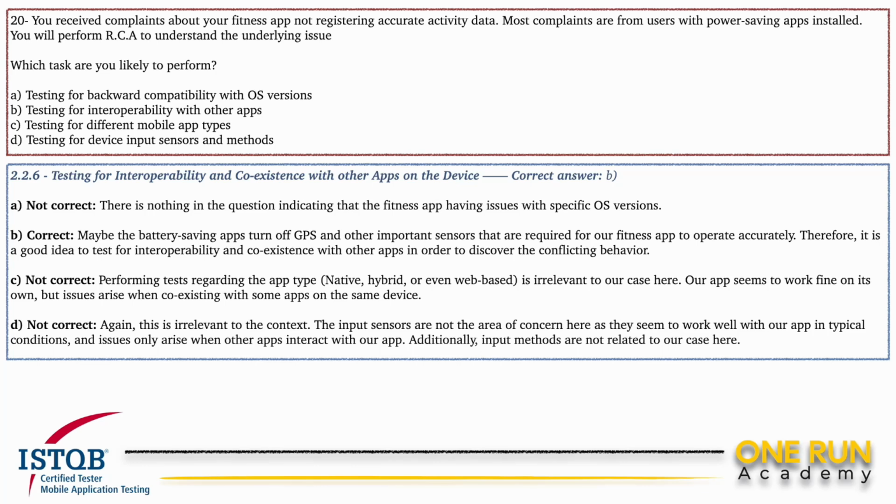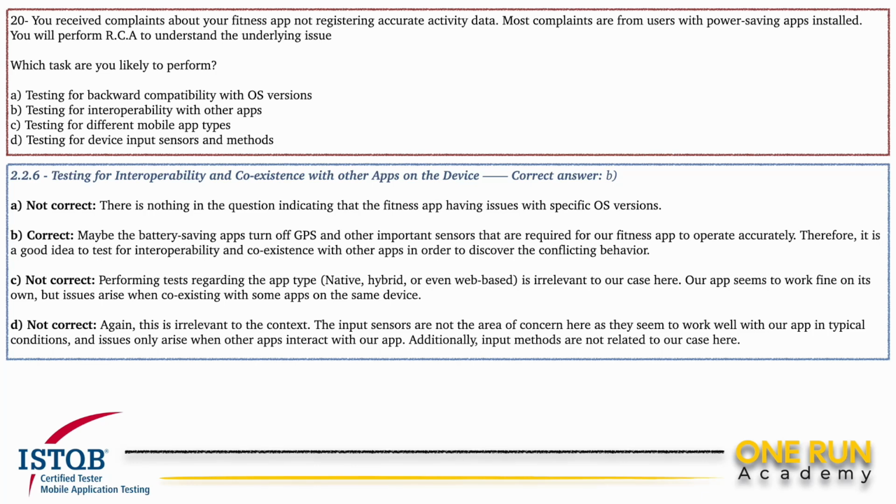Next, option C seems incorrect. Testing different mobile app types, whether native, hybrid, or web-based, is irrelevant in this case. The fitness app seems to function properly on its own, but issues arise when it coexists with power-saving apps on the same device. The type of app is not the focus here.